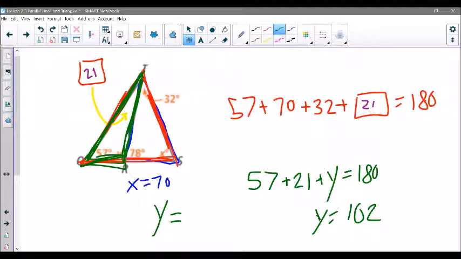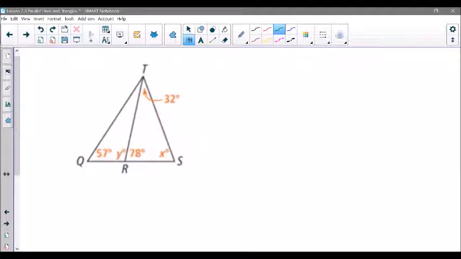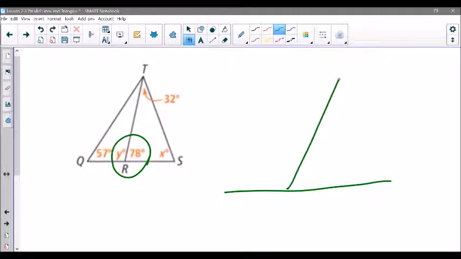Does anyone see an easier way to do this problem? What are you thinking? Because 78 degrees and y are supplementary, you can do 180 minus 78 and find out what y is. Exactly. Just because we have all this extra information does not mean we need to use it. We could have just figured out that y is 102.